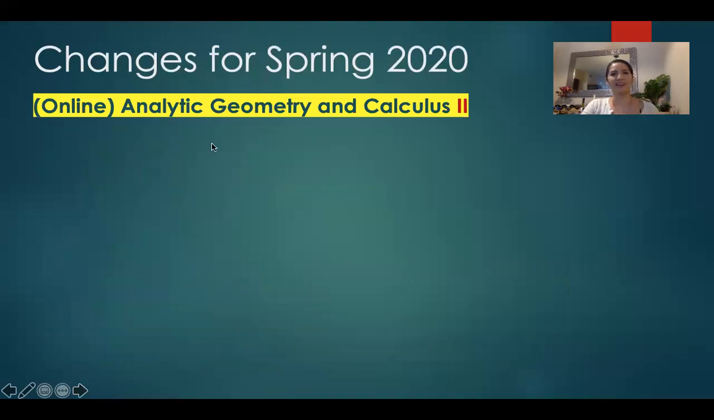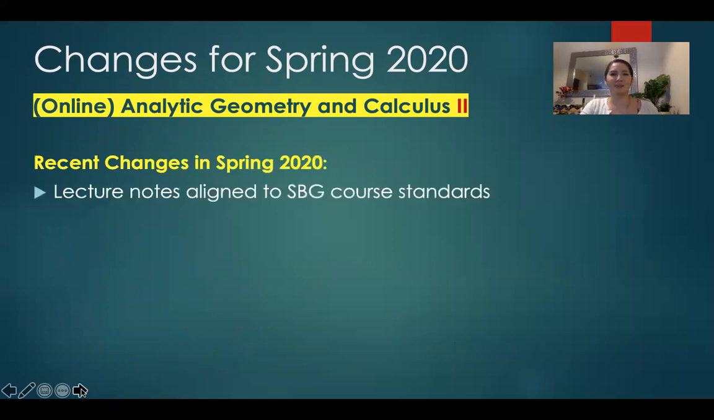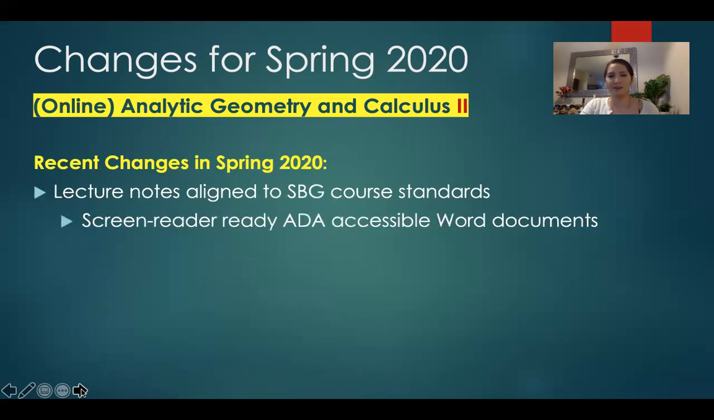So in online Analytic Geometry and Calculus 2, I don't know why that 2 is red, but it is red. I made some changes. In spring of 2020, the lecture notes had been aligned to standards-based grading course standards. I created those in Microsoft Word. I made sure that they were ADA accessible so that a screen reader could read them, so that if a student needed a screen reader, those notes could be read to them. And I made all of the necessary changes so that any accessibility issues were addressed.